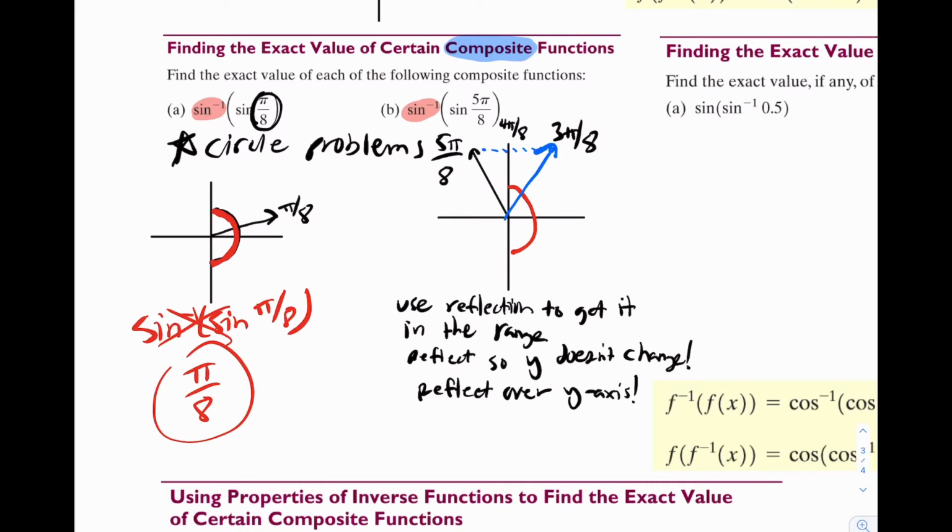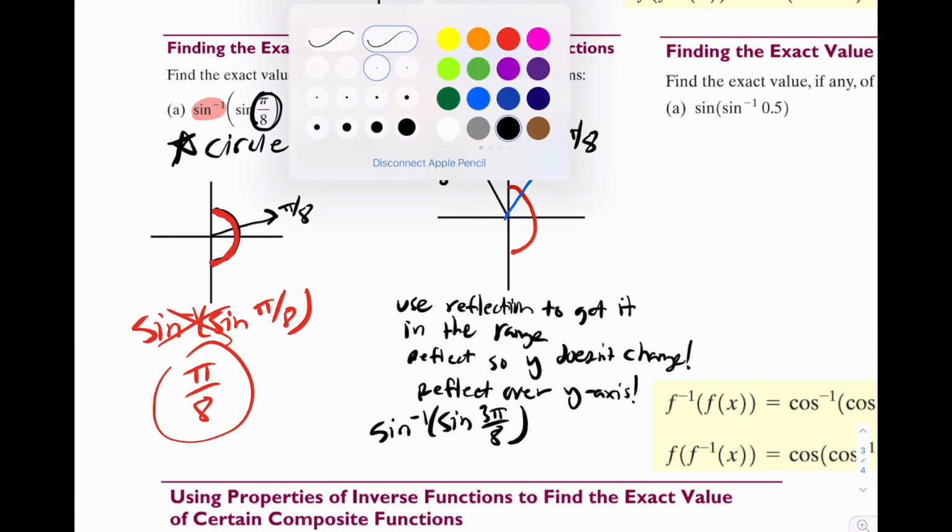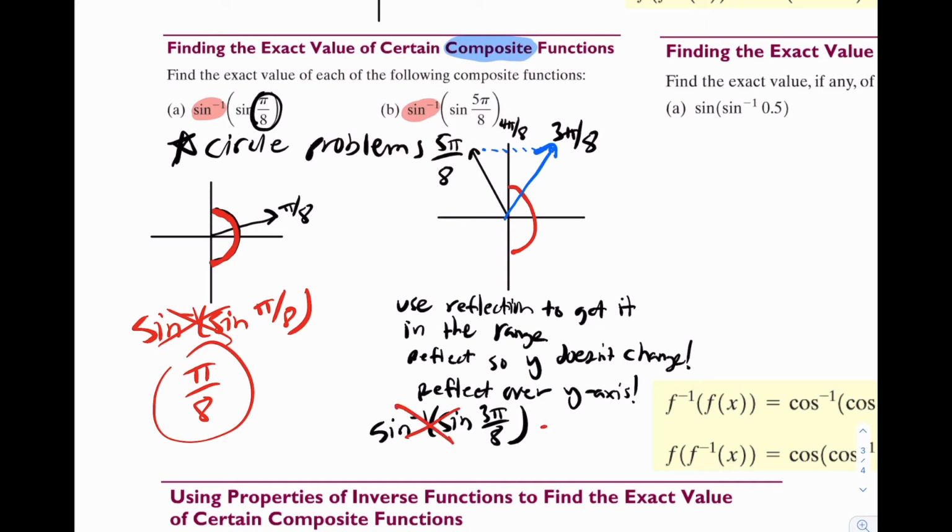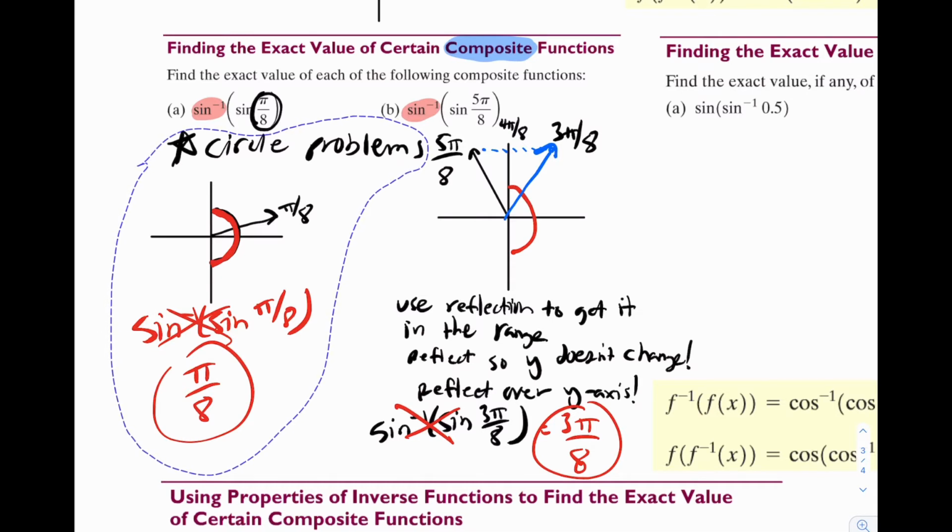And that means you can rewrite the question as this: sine inverse of sine of 3 pi over 8, because that is the exact same value. And now that we are within the range of sine inverse, we can simply cross them out. And that becomes 3 pi over 8. So again, the whole point of these is to get within the range. So in case that wasn't clear, I know these are always a little more challenging. I'm going to shrink this, and I'm going to give you one more problem so you can see it work.